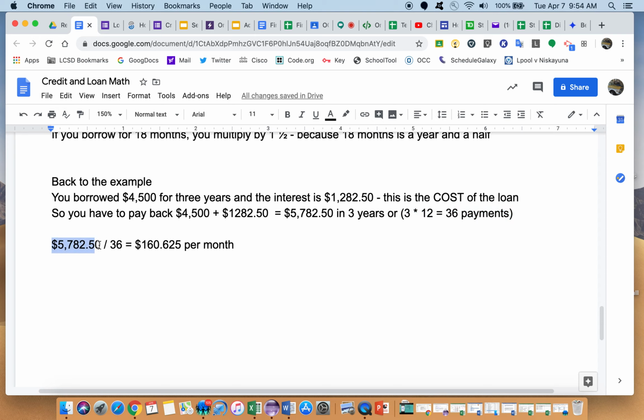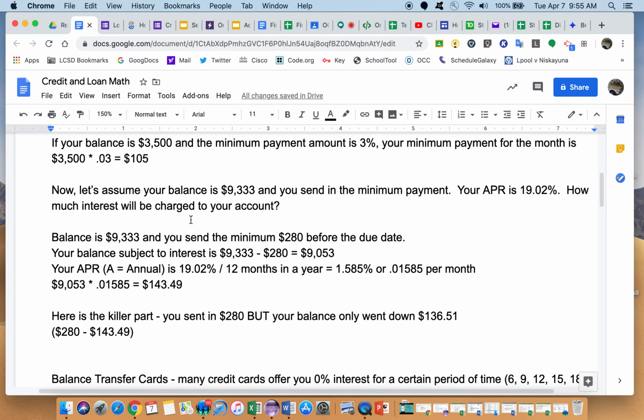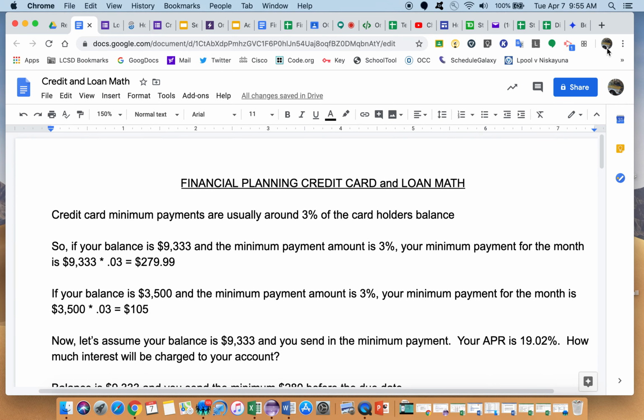Well, if I owe them this amount of money, which is your principal plus your interest, and you get to pay it off in 36 equal payments, you would be sending in $160.63 a month. All right, so that's some basic math review. I will include this in Google Classroom so you have reference. Obviously, you have the video as well as we talk about each one of those.